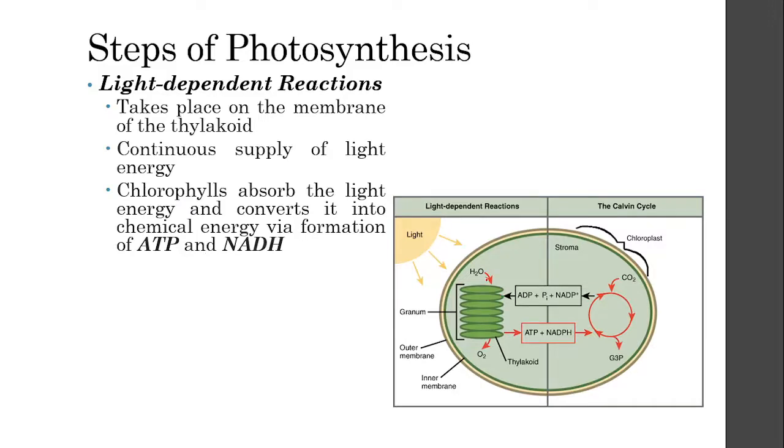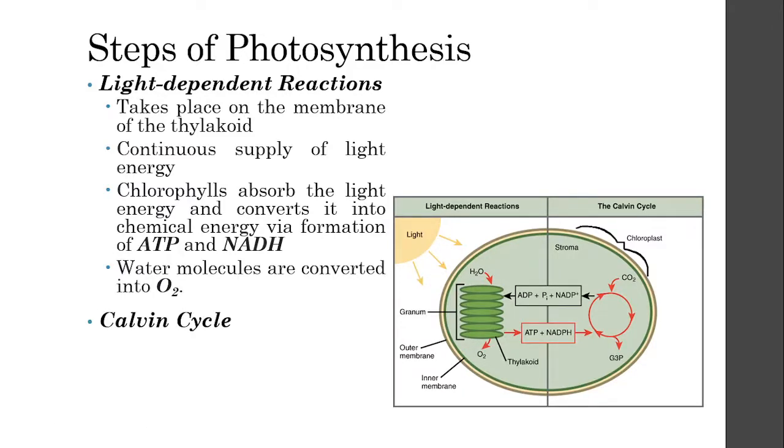So right here, you have your H2O, and with the H2O plus the light, your oxygen is released, and that's what we breathe, and then ATP and NADH are created, and then they move on to the second part of photosynthesis, which is called the Calvin cycle. Calvin cycle is also called the light-independent reaction.